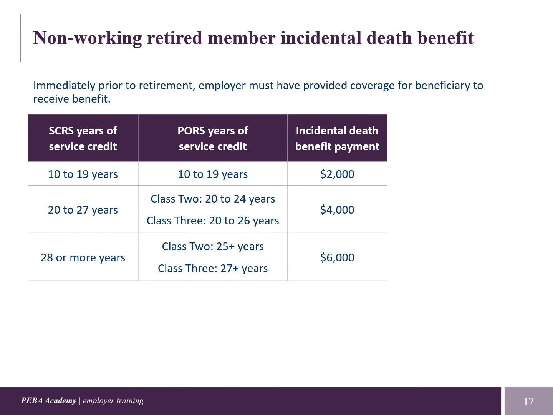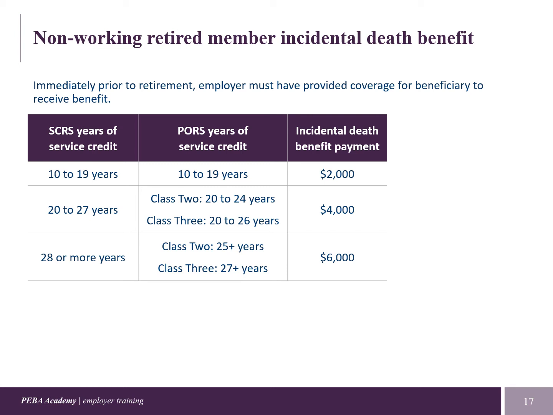For a non-working retiree, the incidental death benefit is tied to the amount of service credit the member had at retirement. For SCRS retirees who had 10 to 19 years of service at retirement, the benefit is $2,000. If they had 20 to 27 years, it is $4,000. If they had 28 or more years of service, the benefit is $6,000.